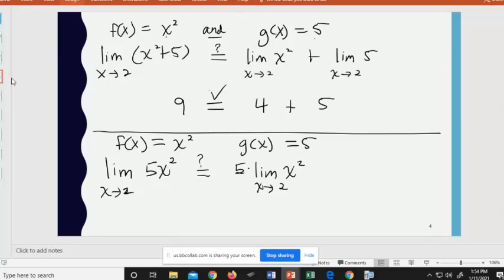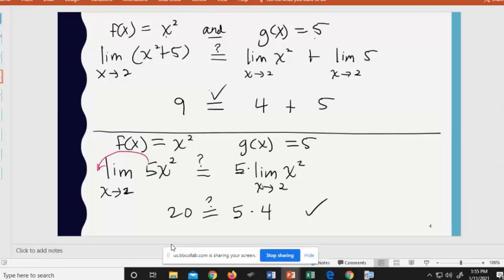2 squared, so that's 4 times 5, so 20. 20 is equal to 5 times 4, right? Those are equal to one another. And so yes, the easy thing to do is factor the 5 out. We can definitely do that, and we get an equivalent limit. Well, that's the constant multiple law.